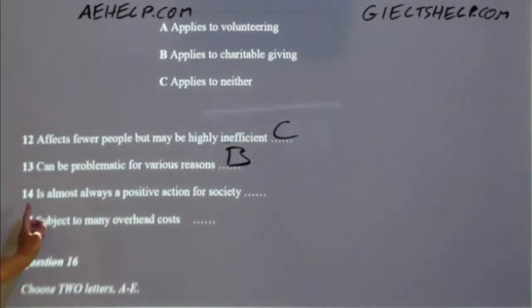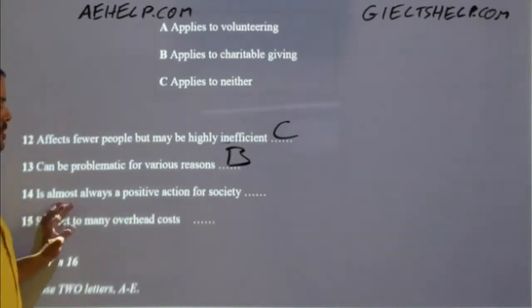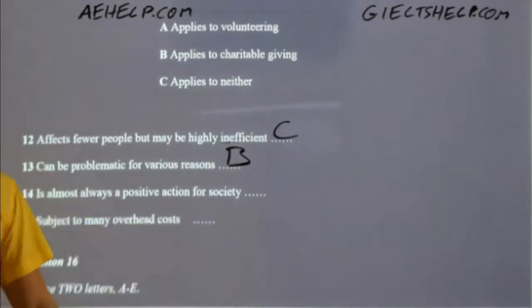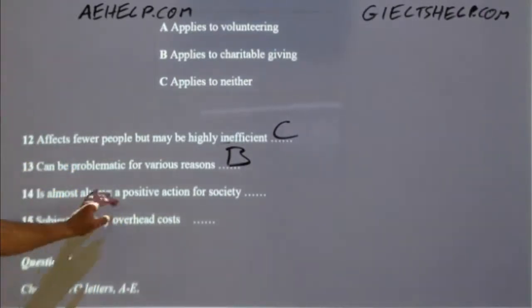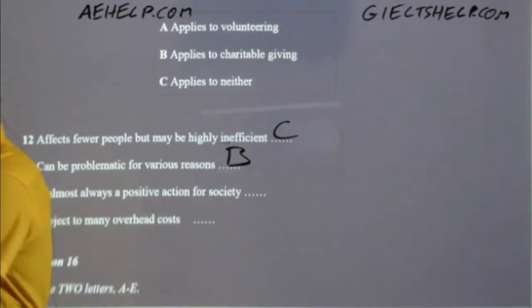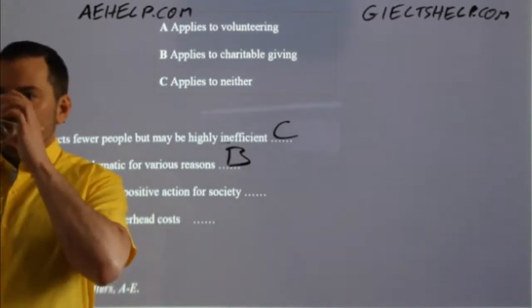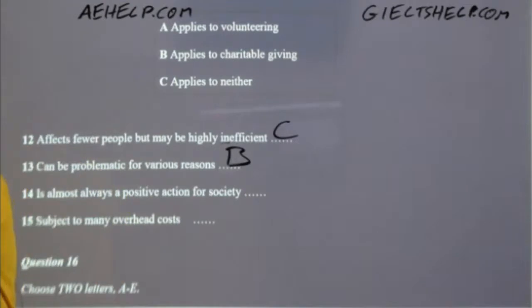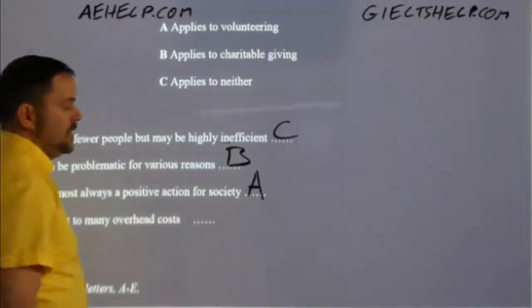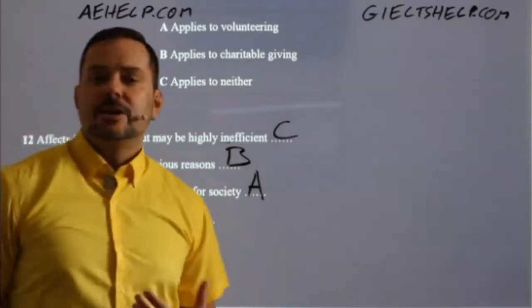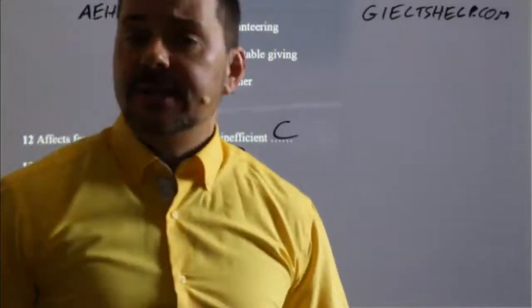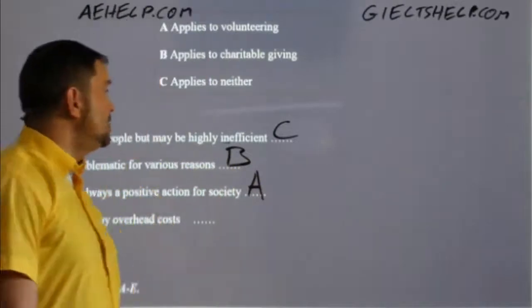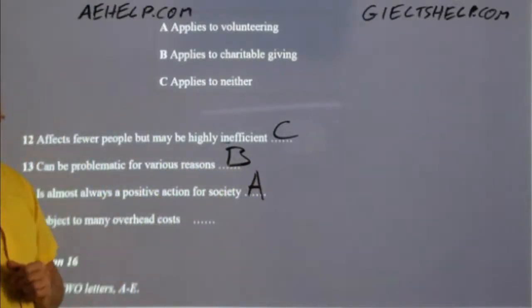All right, number 14 is almost always a positive action for society. So is almost always a positive action. Number 14. Let's see if anybody gets that one correct. Yeah, that one's A. Absolutely. So when you give your time to take care of sick children, to take elderly people for a walk, to teach people English, for example, it's usually going to be a positive action for society.